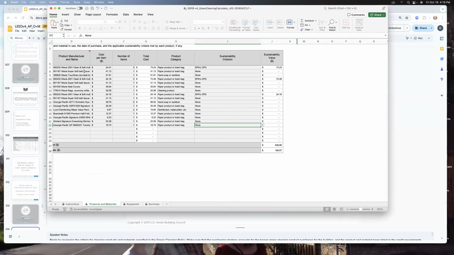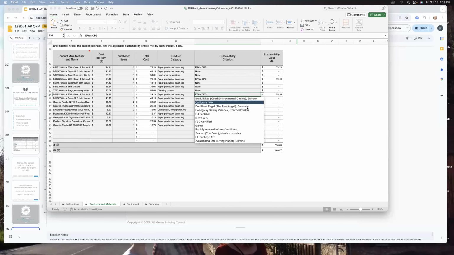If you look here, here are the products, the cost, the number of items, and the total costs. Then you see the category, and what criterion there are. For instance, this was EPA's CPG, so that's another credit. Usually these have, is it FSC certified, GS1, is it Loco 175? Usually it's EPA CPG certified that you're going to find on these cleaning products, or FSC certified. So these were all EPA CPG products.